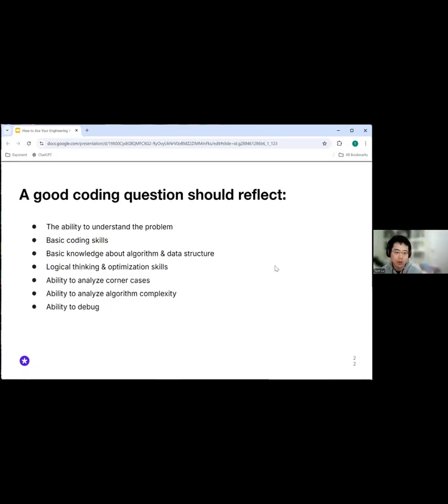Okay. So back to the coding question. A good coding question should reflect the candidate's capability to understand the problem, basic coding skills, basic knowledge about algorithms and data structures, logical thinking process, and optimization skills, the capability to analyze corner cases and algorithm complexity. And when things go wrong, can the candidate debug the code?